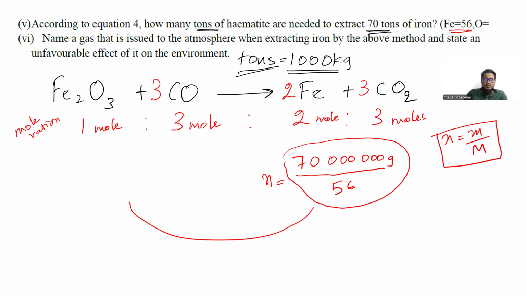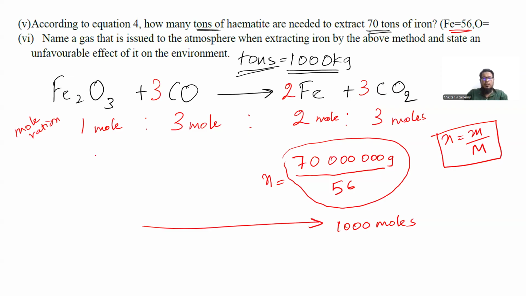Then only half of this amount is needed for Fe2O3, the number of moles. Now, here I am not doing the calculation part. We will do the calculation part last. I am keeping it like a fraction. If my answer was, just as an example, 1000 moles, to get 1000 moles of Fe, how many moles of Fe2O3 do I need according to the mole ratio?